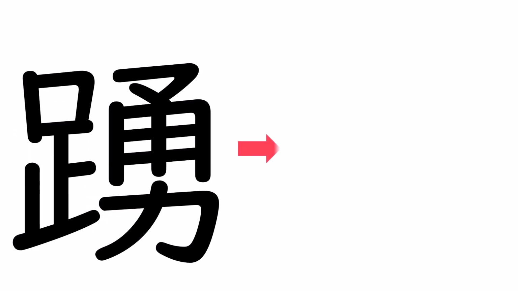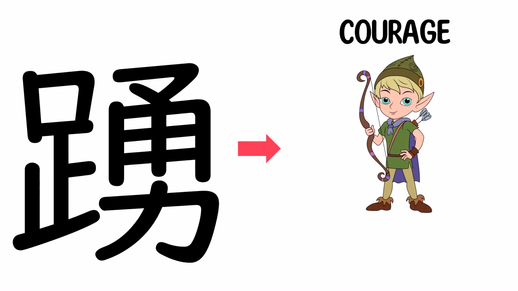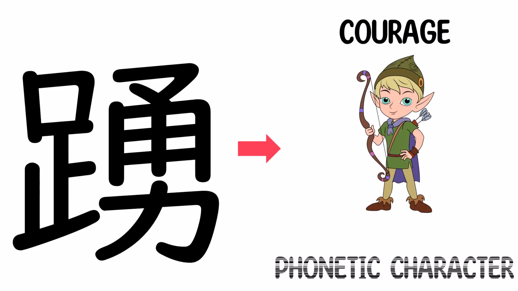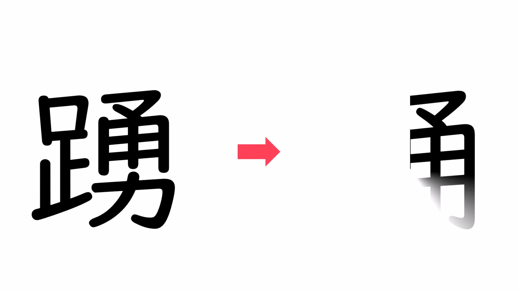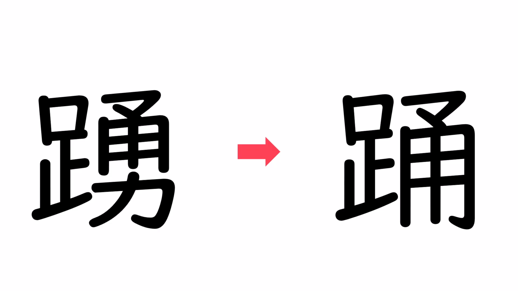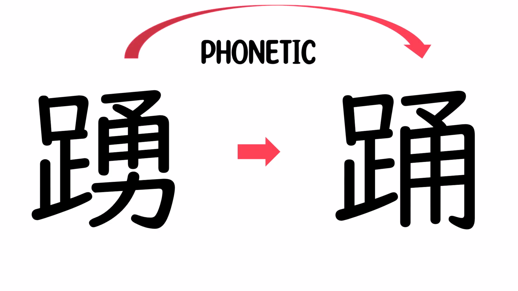Let's start by looking at the original kanji, which was divided into two parts. The left is the radical for leg. Yes, that's correct. The right-hand side is the same as the kanji for courage, and as usual, it also acted as the phonetic character. But like many other kanji, this kanji got simplified into the current form we know today. The simplification was chosen in a way that it would keep the phonetic reading.